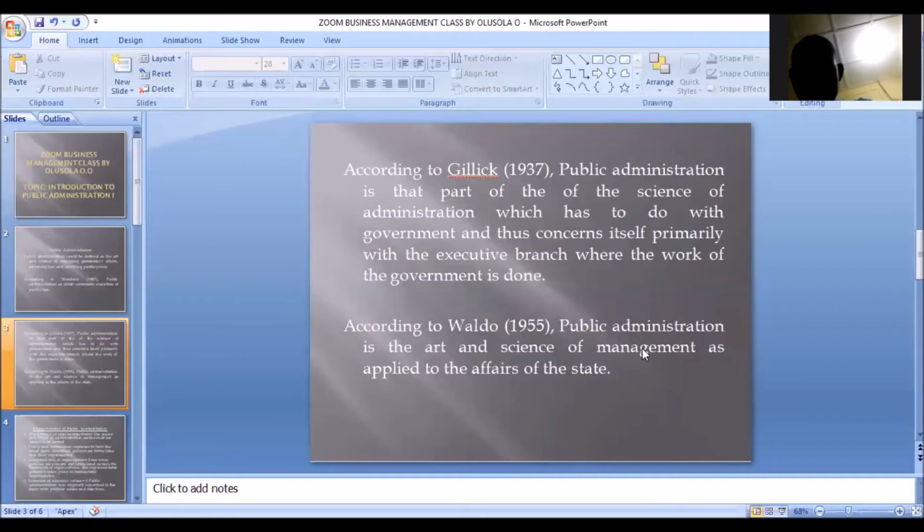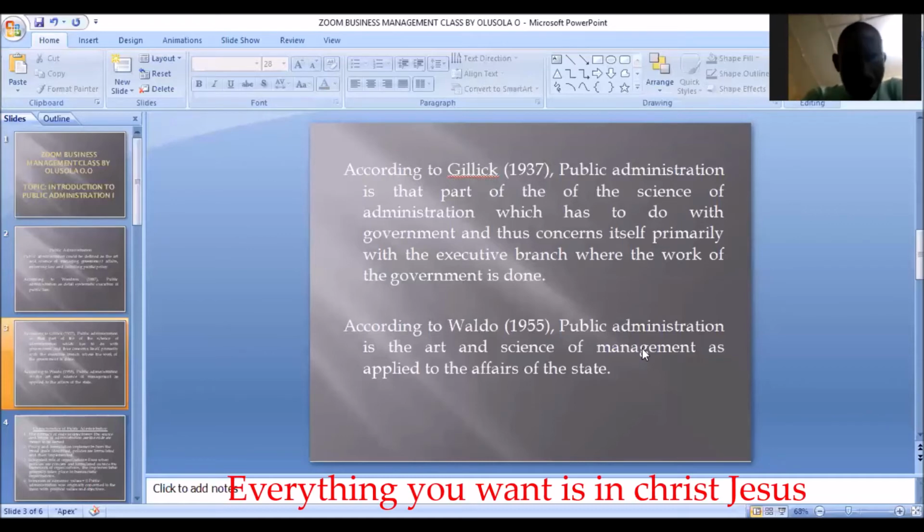So what Waldo is saying is that public administration could be discussed in the area of art because art is involved. Public administration can also be discussed in the area of science, but both the art and science of public administration are applicable to the affairs of the state. That is how the state is managed, how the state formulates policies and programs, how the state runs its government, how the state and government legislate over the people they claim to legislate over, and how the state also makes life bearable and enjoyable to our citizens. That is what Waldo is saying, that it is a face of the arts and also a face of the science, but which is applicable to the affairs of the state.